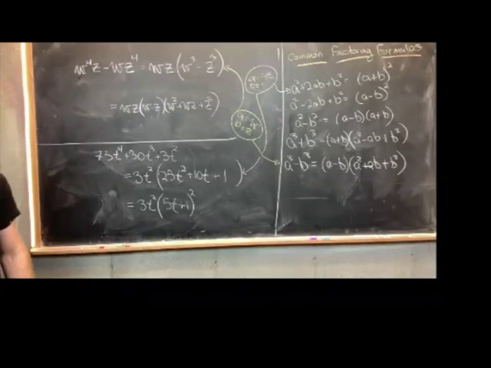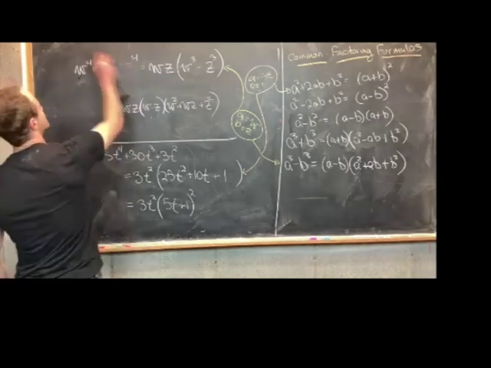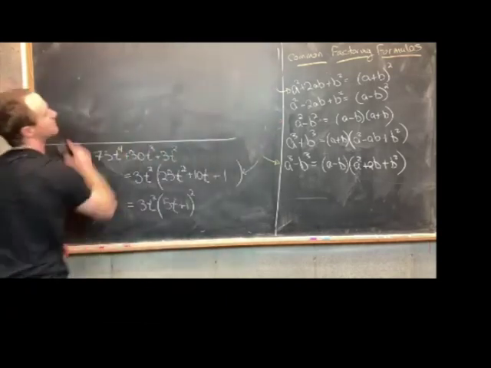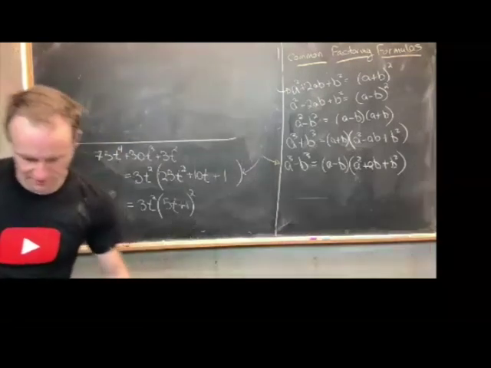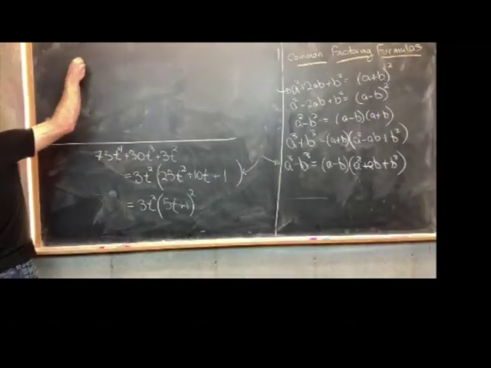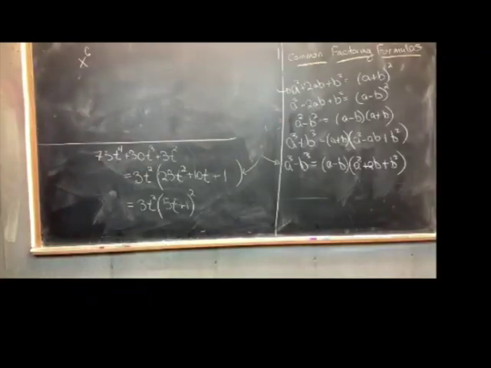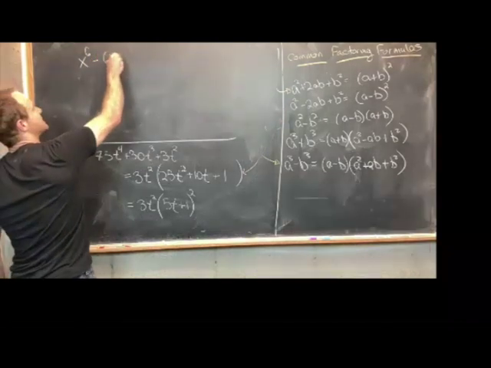Okay, so let's maybe do one more of these. And then we'll move on to more general factoring type formulas. So maybe the last one will be a little bit juicier. So let's do maybe x to the 6 minus 64.